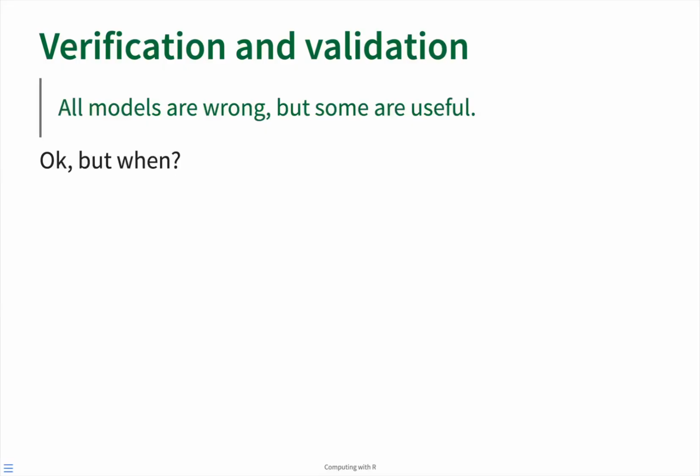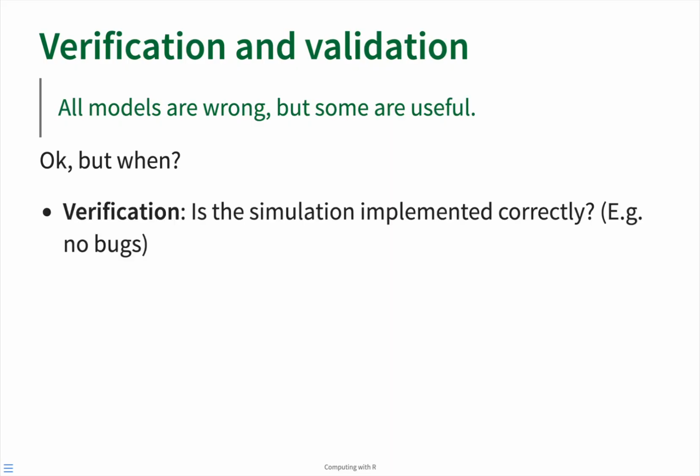We previously mentioned this quote that all models are wrong, but some are useful. So you might well ask, well, okay, how do I know when my model is useful or when it's so wrong that I can't get any useful information out of it? Well, this is where a process called verification and validation comes in. Verification is a step where we can check that the simulation is implemented correctly. For computer models, this typically involves checking our code to make sure that we have no bugs and that the code is doing what we intended it to do.